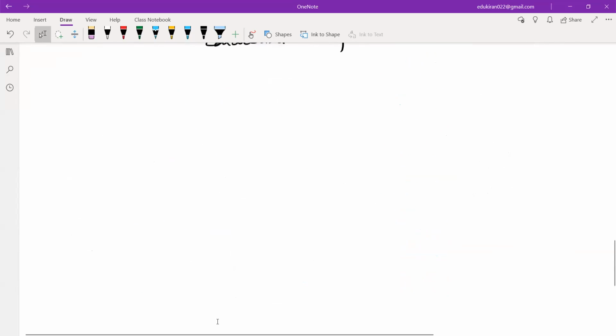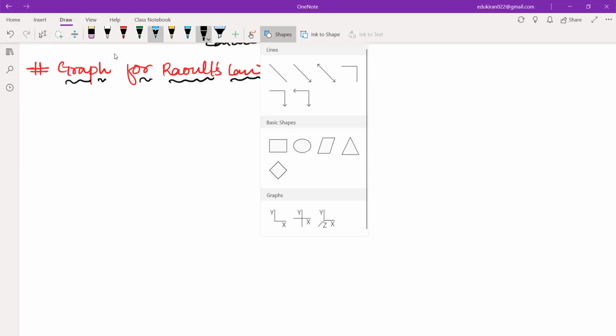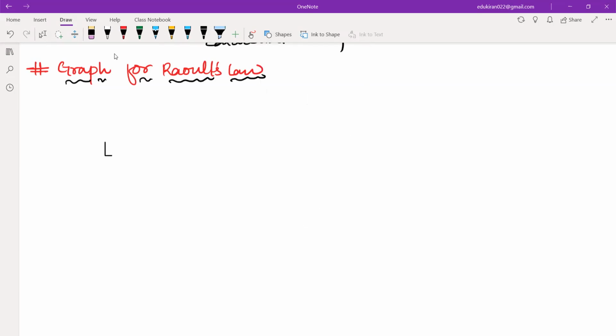Okay. Now let us understand the graph for Raoult's law. And again, don't write, just write the topic with me. Graph for Raoult's law. Okay, Nida, did you understand? Yes. Okay. Graph for Raoult's law. Now, please don't draw anything here.